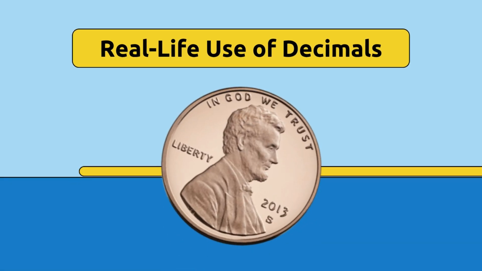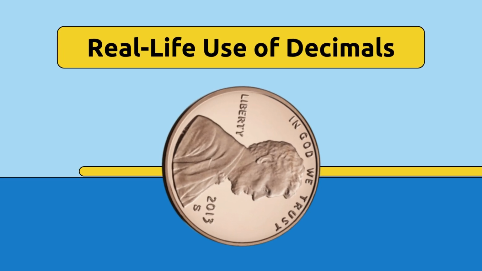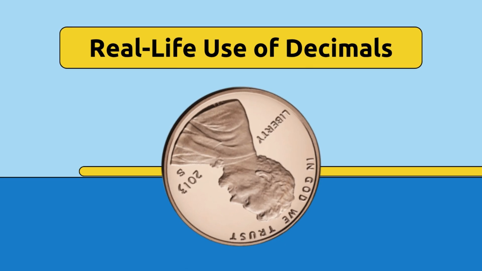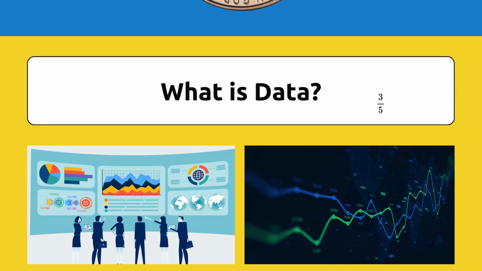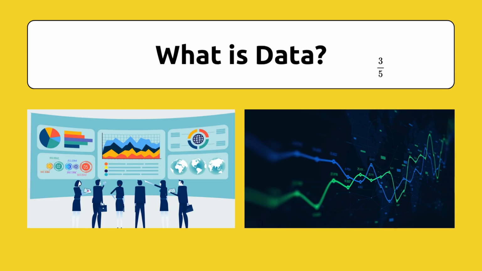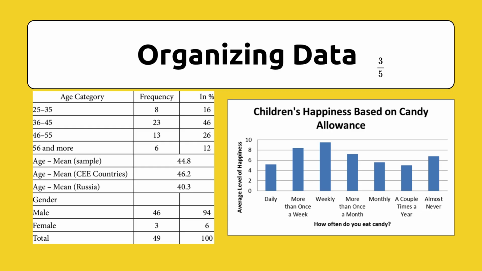We use decimals in money, measurements, and distances. 12.75 pesos means 12 pesos and 75 centavos. Decimals help us show exact amounts. Data is information we gather from surveys, observations, or experiments. It helps us make sense of things, like knowing the class's favorite fruit. Once we collect data, we organize it in tables or charts to make it easier to read and understand.